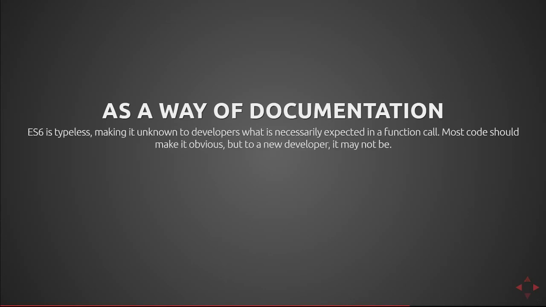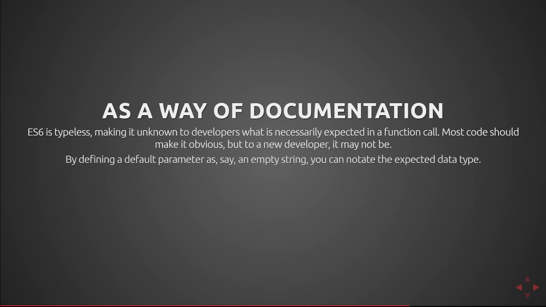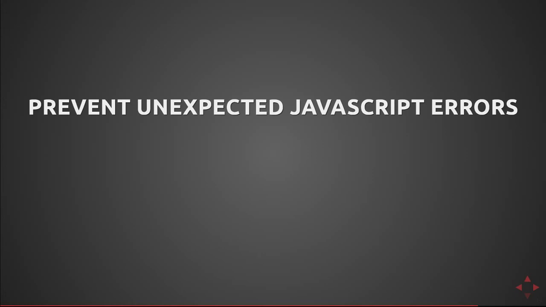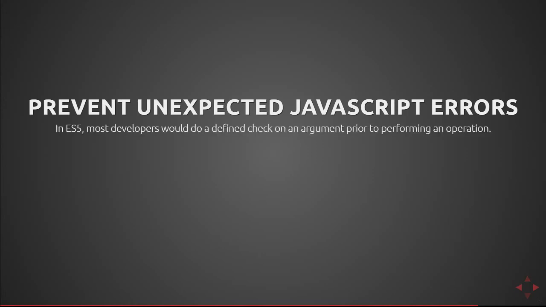It's also a way of documentation. ES6 is typeless, making it unknown to developers what is necessarily expected in a function call. Most code should make that part obvious, but to a new developer it may not be. By defining a default parameter as, say, an empty string, you can notate the expected data type. So if I give logNumberString a parameter type with an empty string for the default parameter, I know that it's expecting a string. It also prevents unexpected JavaScript errors, as I've described before.